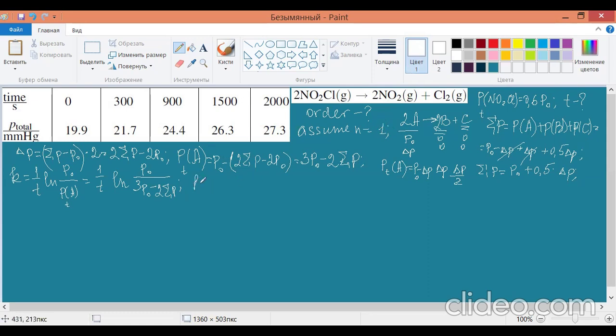Let's do that. So k sub 1 means that we are going to do the calculations related to the first experiment. k sub 1 is equal to 1 over the time, which is 300, written in the denominator, times the natural logarithm of the initial pressure 19.9 torr over 3 times 19.9 minus 2 times 21.7 torr, the pressure at the time of 300 seconds.